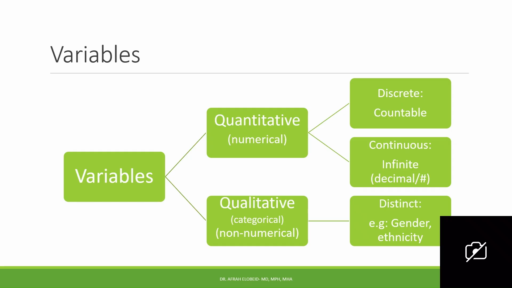The qualitative, as we said, it's distinct. It's just descriptive word options. For example, the gender of this individual, either male or female, the ethnicity, we have certain types or options for ethnicity, and so on. These are qualitative variables.